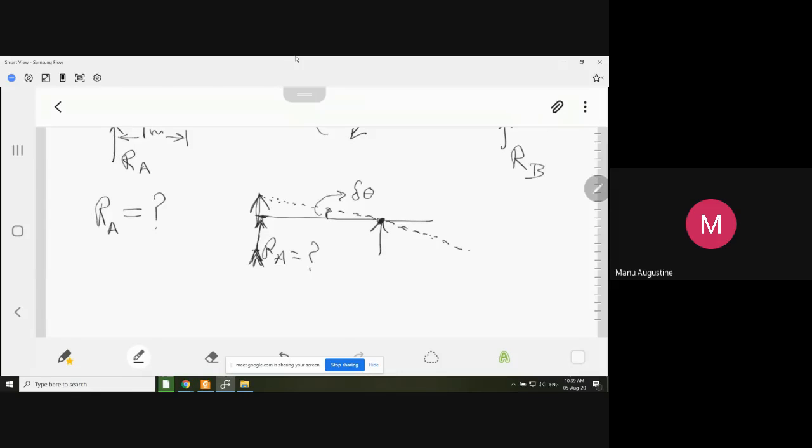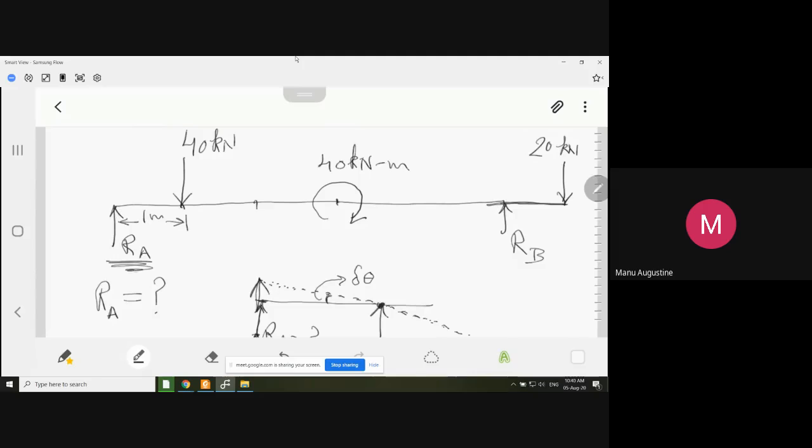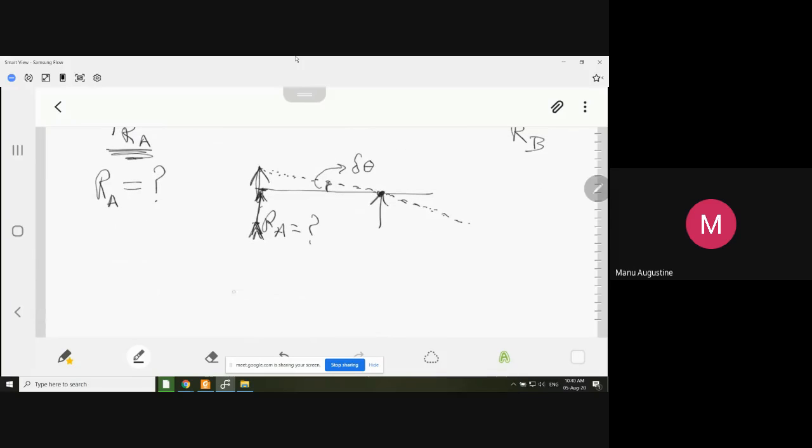See, the concept of virtual work will always involve a virtual displacement. आपको virtual displacement तो produce करनी ही पड़ेगी. तो virtual displacement ऐसे दे रहा हूं मैं. Now all you have to remember is, अगर reaction at A पता करना है तो virtual displacement A पे दो. अगर reaction at B पता करना है तो virtual displacement B पे दो. वो कैसे करेंगे? This is the original beam. This is point A. This is point B.